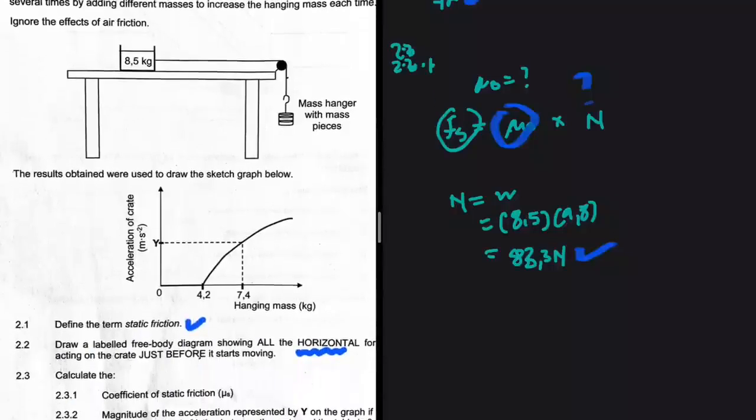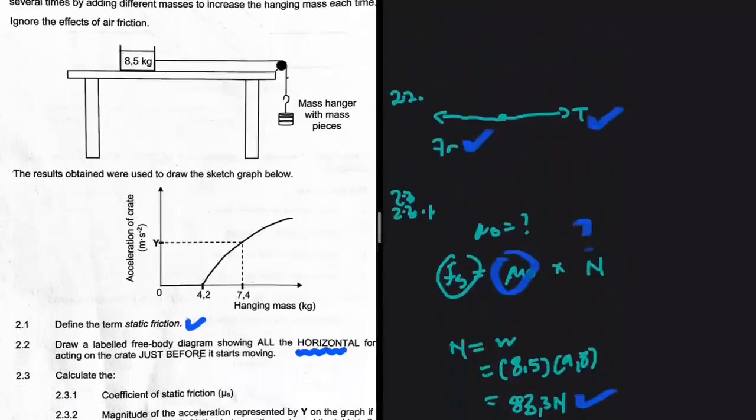Okay, let's take a look at our scenario here. In 2.2, we have a free body diagram of the crate just before it starts moving. Just before it starts moving, the static frictional force should be equal to the tension. But how can we calculate the tension?